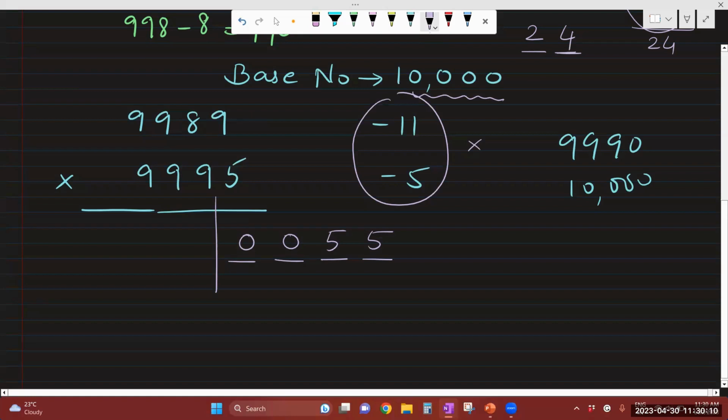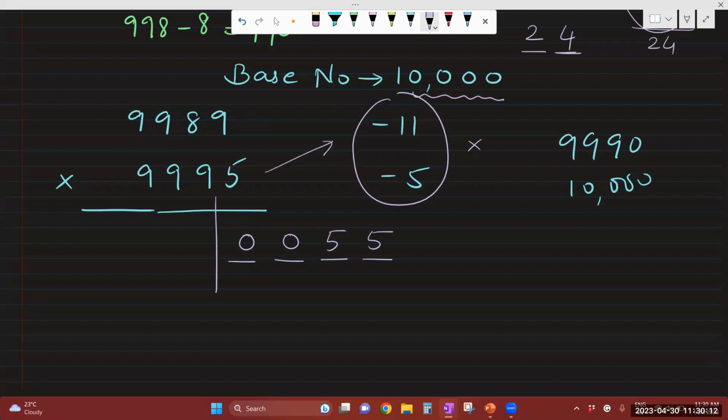Now left hand side. Now see, if you find this operation difficult, no worries. Whichever crosswise becomes easy for you, you can do that. Now if you observe this sum, 9989 minus 5, I find this one is easier. So what I will do? 9984. So your answer is ready.